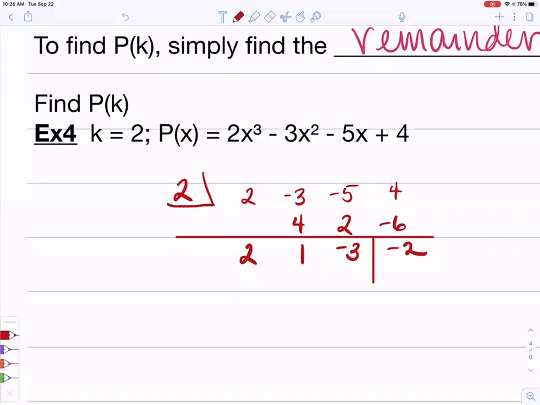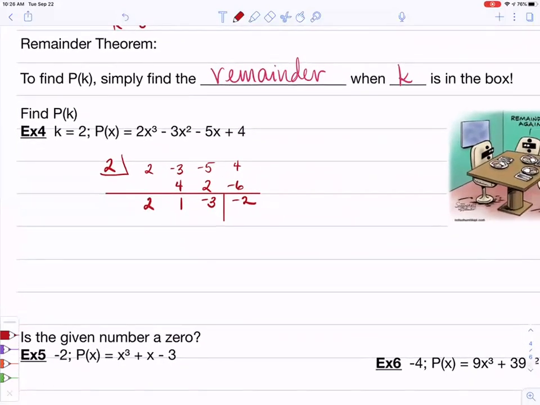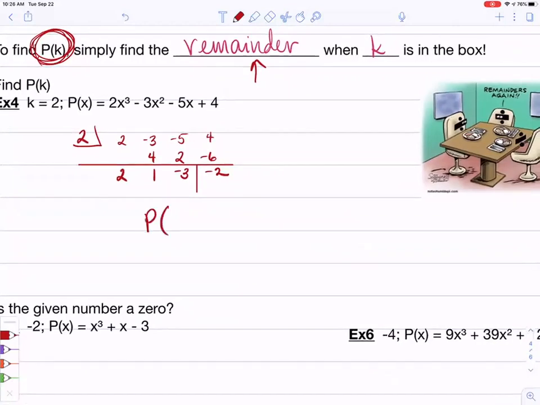Now, according to our theorem, if I wanted to find P of 2 in this case, all I need to do is find the remainder. So, P of 2 equals what? -2.